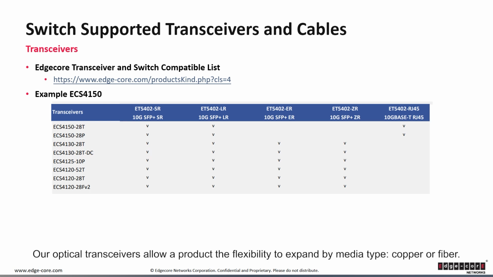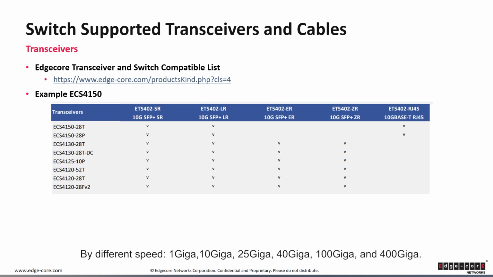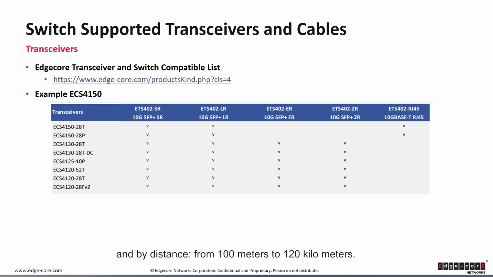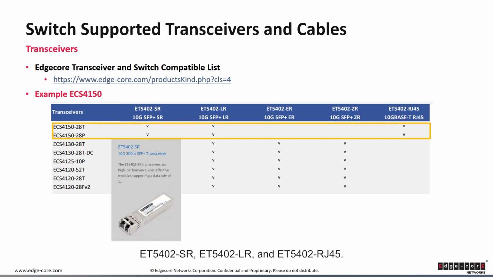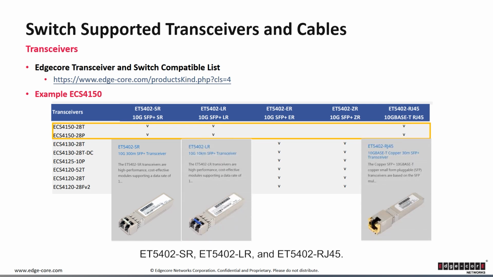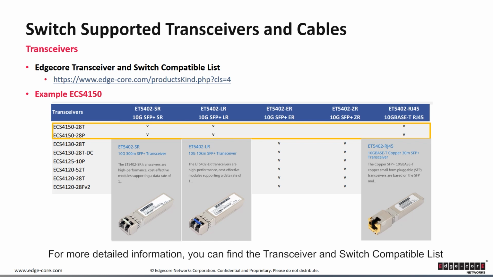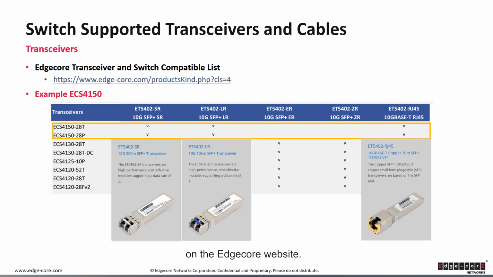Our optical transceivers allow a product the flexibility to expand by media type, copper or fiber. By different speed, 1 giga, 10 giga, 25 giga, 40 giga, 100 giga, and 400 giga. And by distance, from 100 meters to 120 kilometers. From the example of ECS4150, you can see the supported transceiver models are ET5402-SR, ET5402-LR, and ET5402-RJ45. For more detailed information, you can find the transceiver and switch compatible list on the Edgecore website.